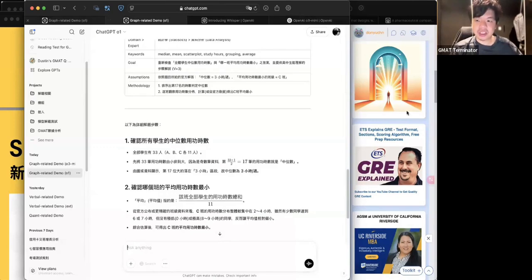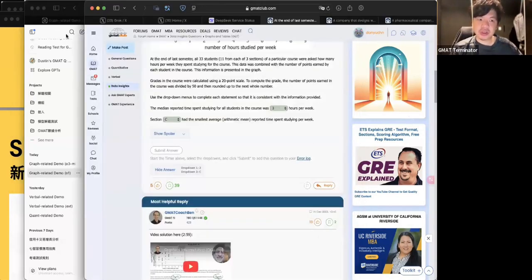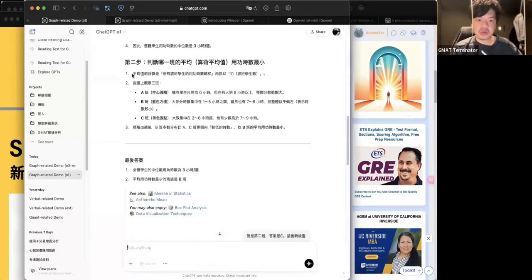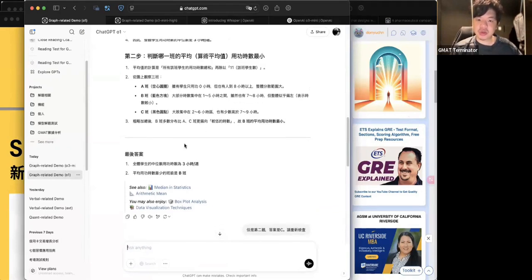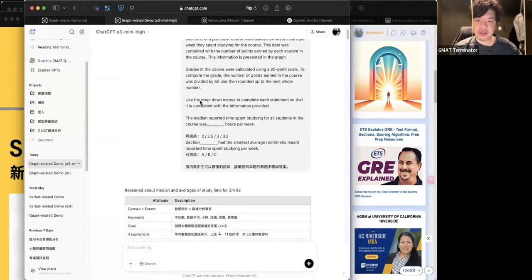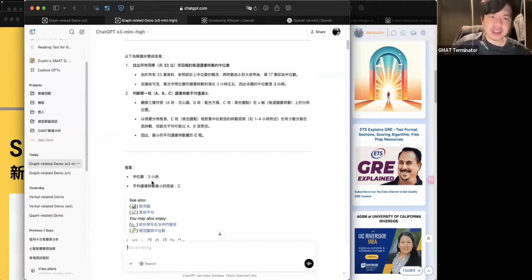For example, in the same question we just mentioned, this question has 3 C rods, and this is O3 mini high. If you use O1, it turns into 3 geometric progressions, and you'll get the wrong answer. But if you use O3 mini high, you'll get the correct answer. Now, you might ask, if it gets it wrong, does that mean it's unreliable?